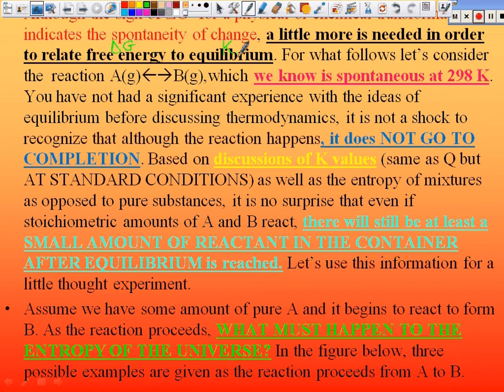Very good. Okay. Peyton, keep reading. Which we know is spontaneous at 298 Kelvin. Pause. How do we know it's spontaneous? It literally just told you. So just keep that in mind.